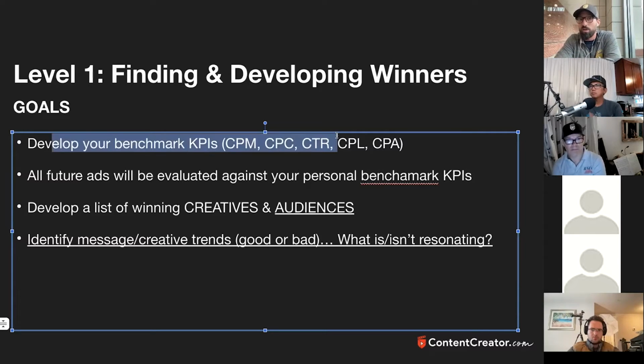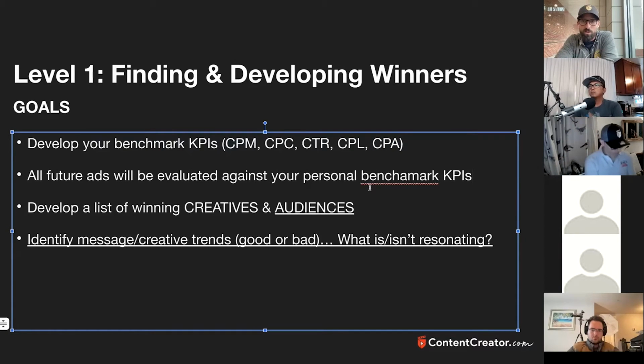But when you start to develop your KPIs for your clients themselves, that's where you're really going to get stuff dialed in. And then your goal each month is just, how can we get the cost per click down? How can we get our click-through rates up? How can we get our cost per lead down? How can we create a lower cost per acquisition? As you build campaigns, that's just going to be the goal over time.